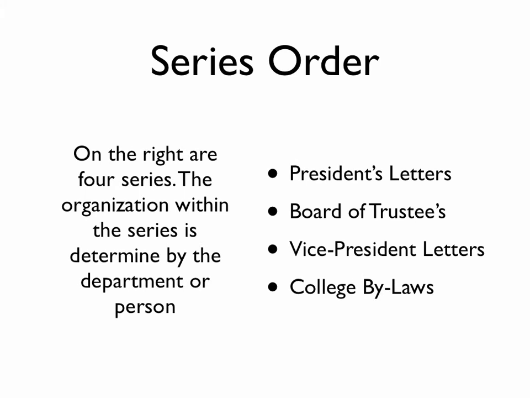So here's an example of series order. On the right are four series. You've got president's letters, you've got board of trustees, then you've got vice president letters, then you've got the college bylaws. So what order should they go in first? Thinking of the hierarchy of these archival records, these business records and whatnot. In this case, these are college records. Think about what's going to go first.